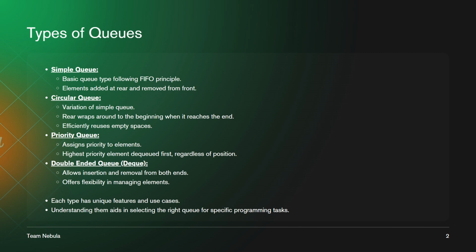The element with the highest priority gets dequeued first, regardless of its position in the queue. Double-ended queue. Also known as dequeue, this type of queue allows us to insert and remove elements from both ends. It offers more flexibility in managing elements compared to other types of queues.